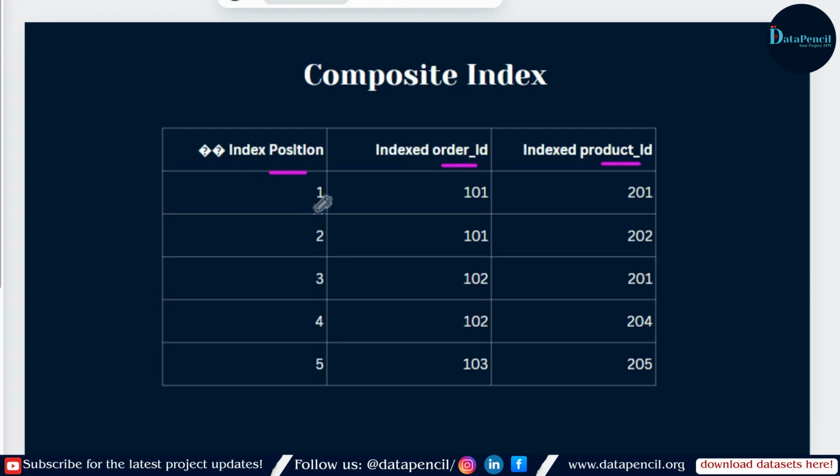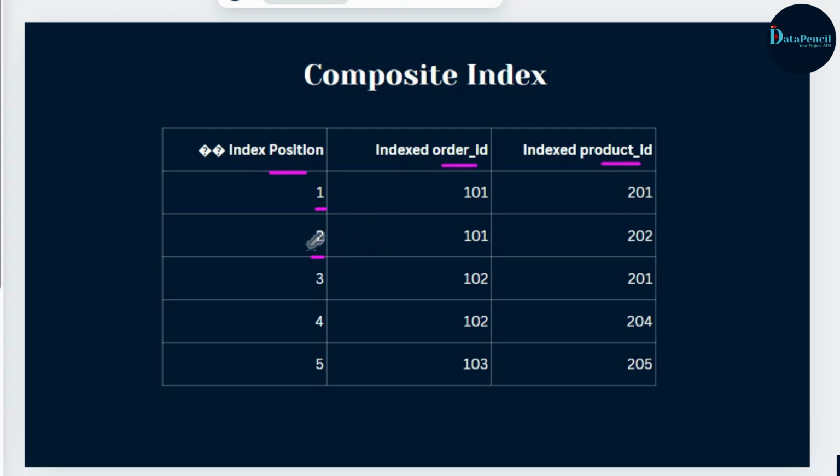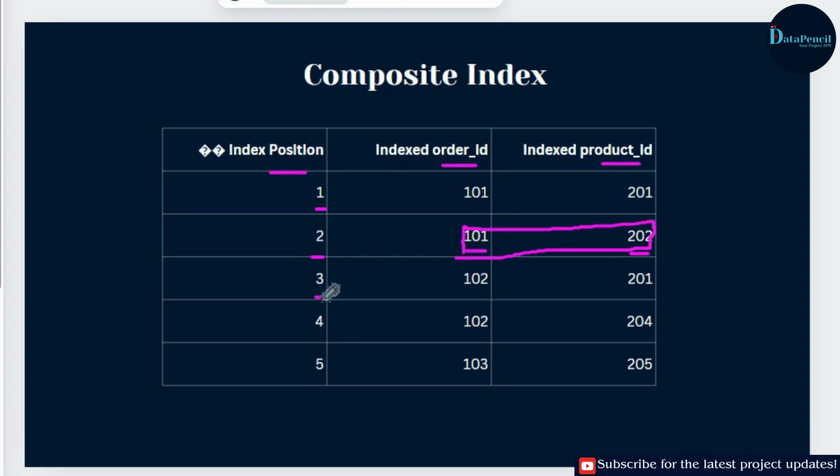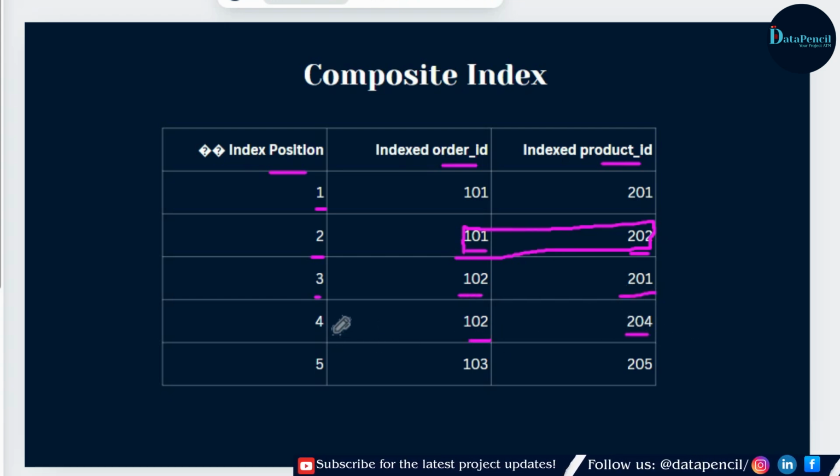How? See, this index 1 has been given to order ID 101 and 201. Index 2 has been given to the combination of order ID 101 and 202. So these are the possible combinations that exist in our data set. It has to exist. Now number 3 has been given to the combination of 102 and 201. Then 102 and 204 has index 4, and so on. So this is called a composite index.